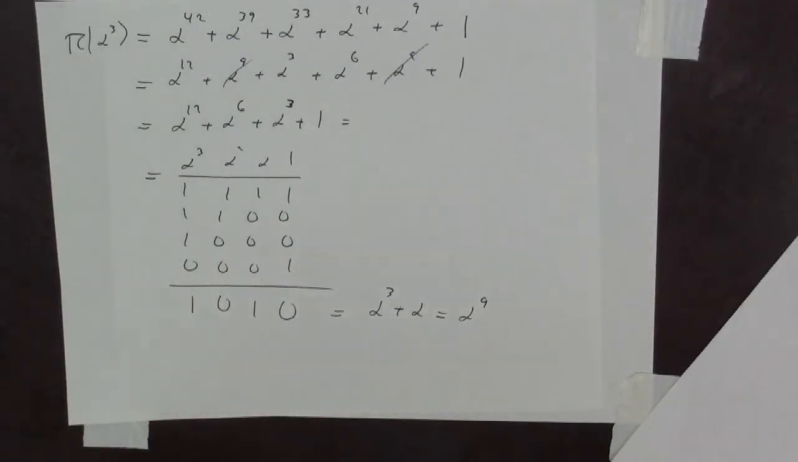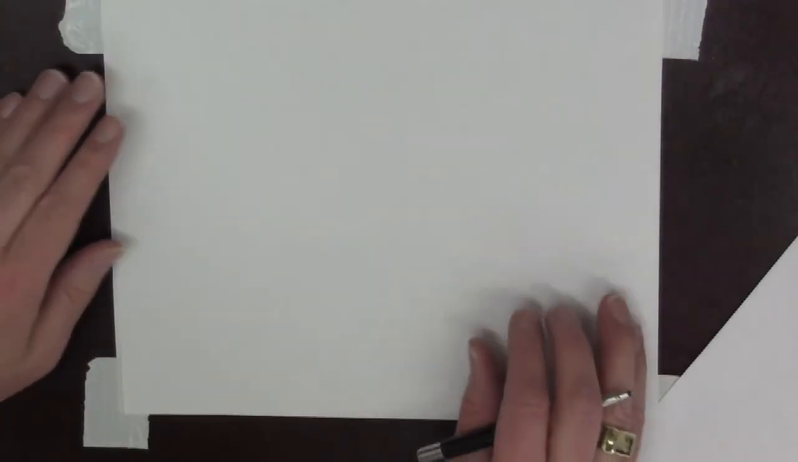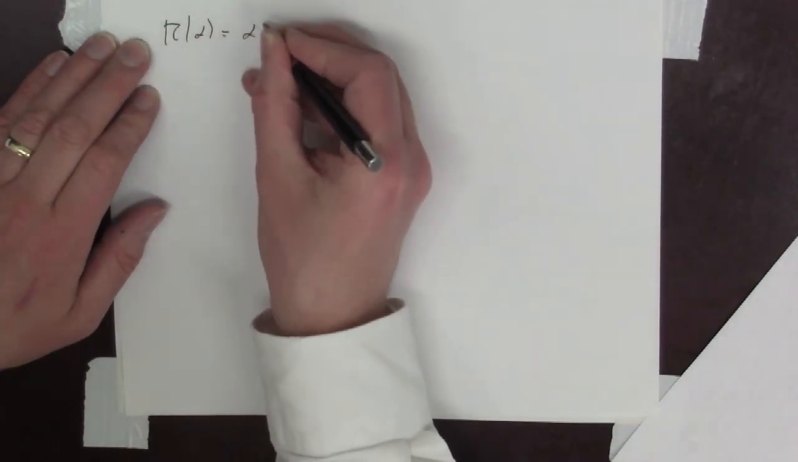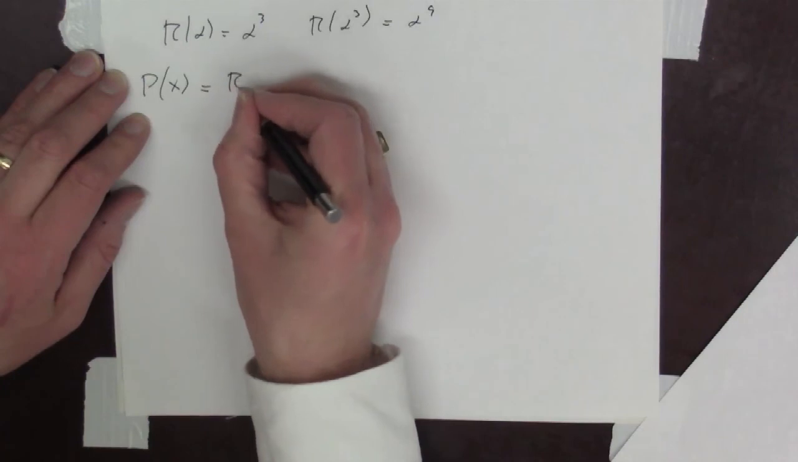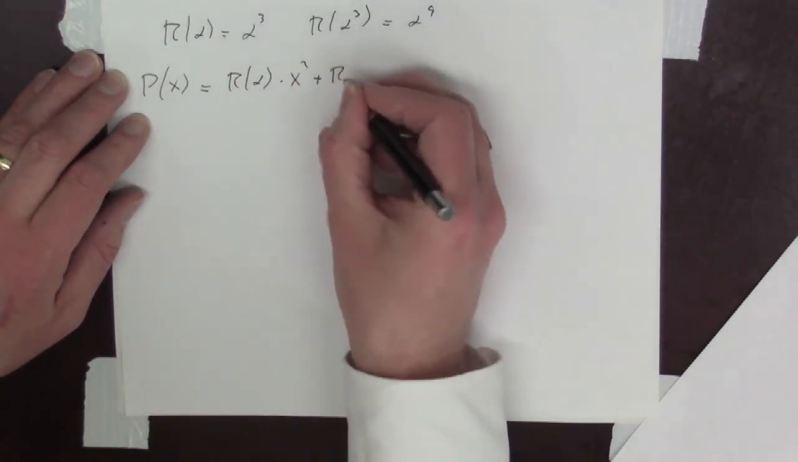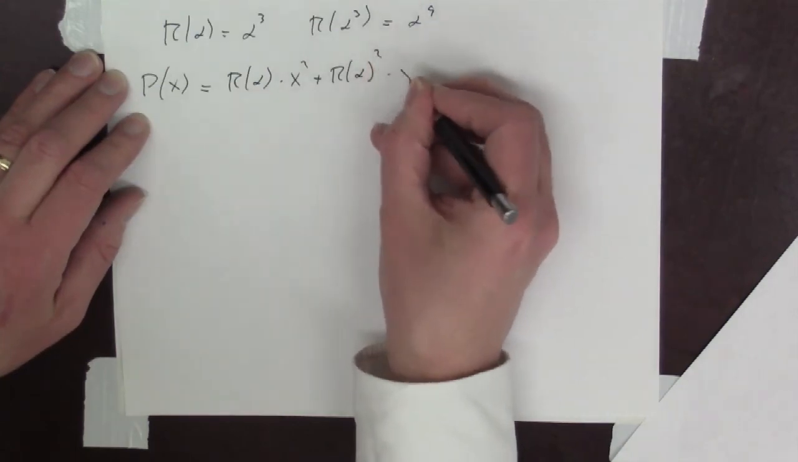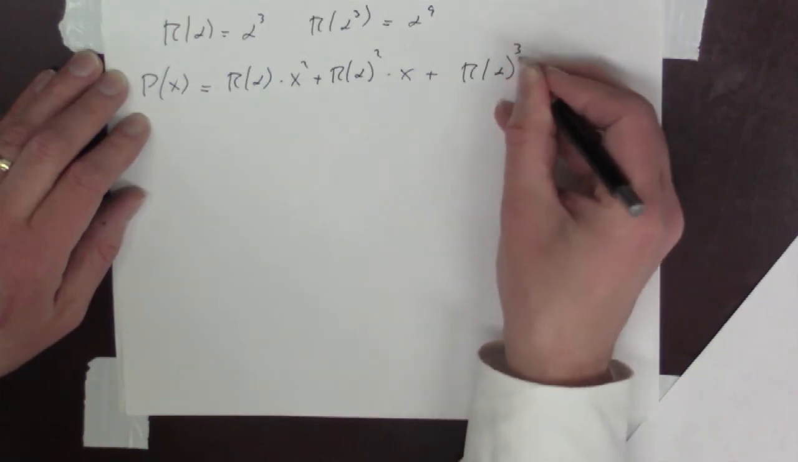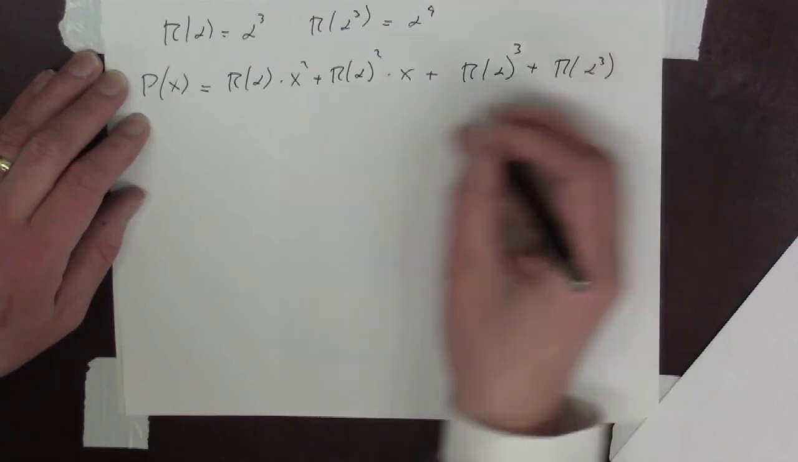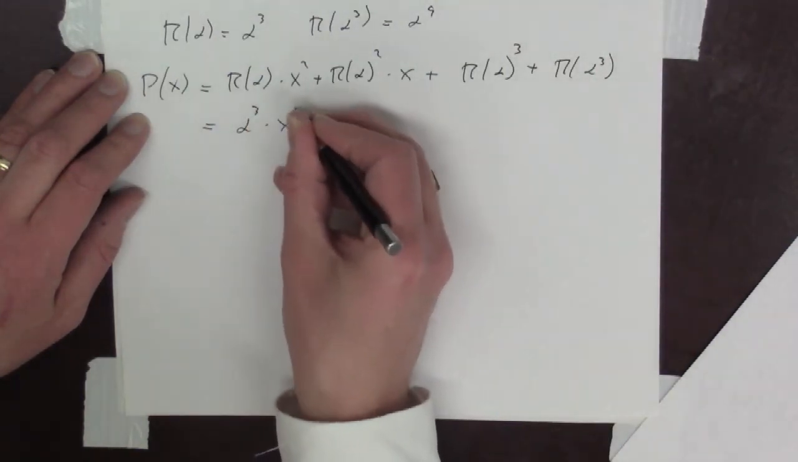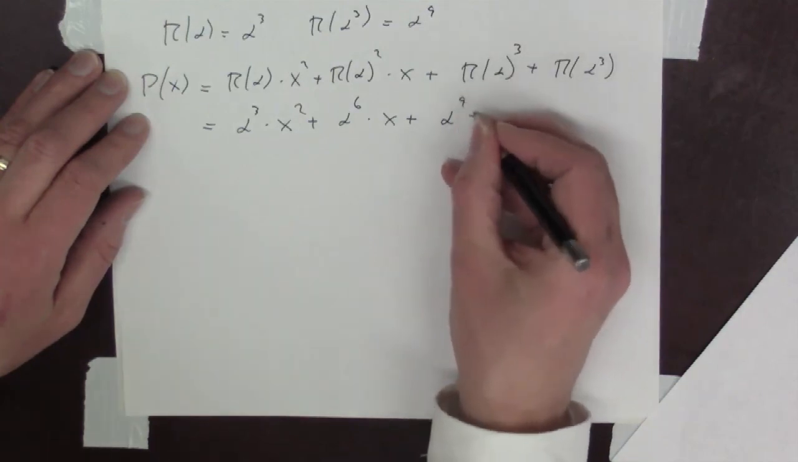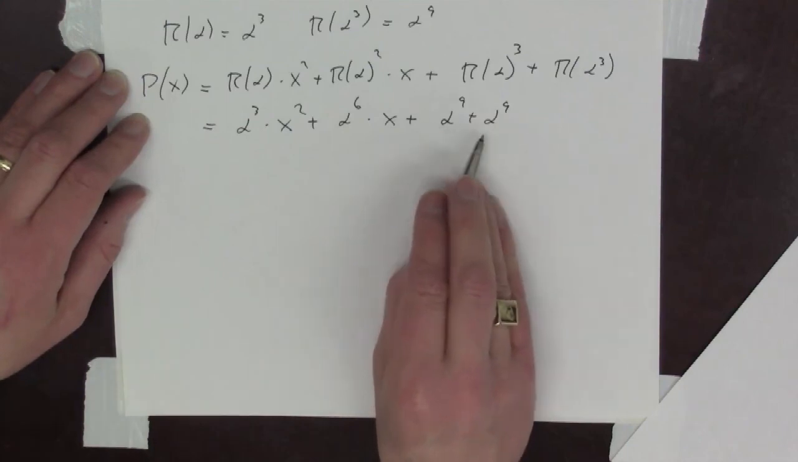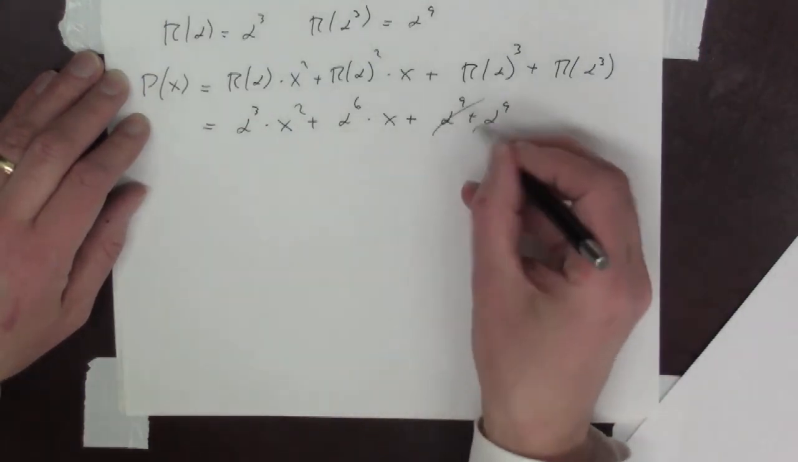So now for the grand finale, we need one piece of paper. We capture R of alpha is alpha cubed. R of alpha cubed is alpha to the 9. So now here's the magic polynomial we should calculate: R of alpha times x squared plus R of alpha squared times x plus R of alpha cubed. We get alpha cubed times x squared plus alpha to the 6 times x plus alpha cubed cubed, which is alpha to the 9, plus that one is alpha to the 9. Alpha to the 9 plus alpha to the 9 cancels. Boom, we're left with this thing.